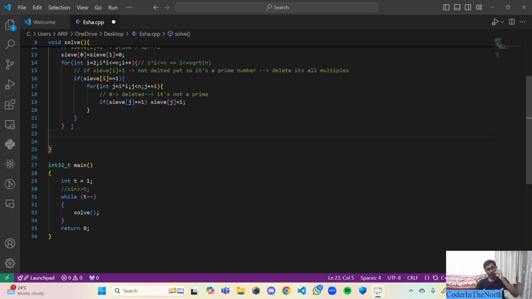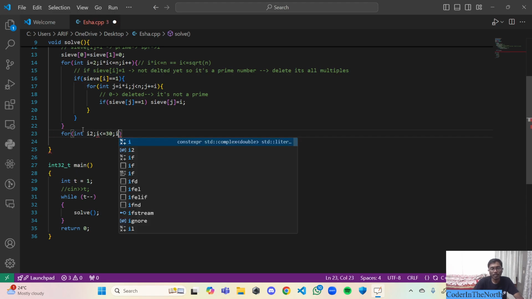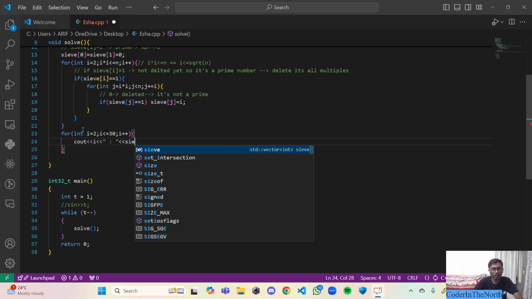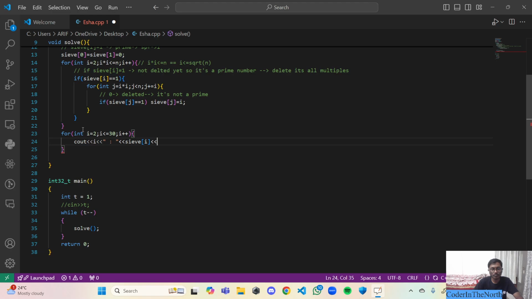Now we must cross-check whether our answer is right or not. So what we'll do: for int I equal to 2, I less than or equal to 30. Let's say we'll go till 30 only. I plus plus. For I equal to 2, we will output I and its SPF also. Let's see.